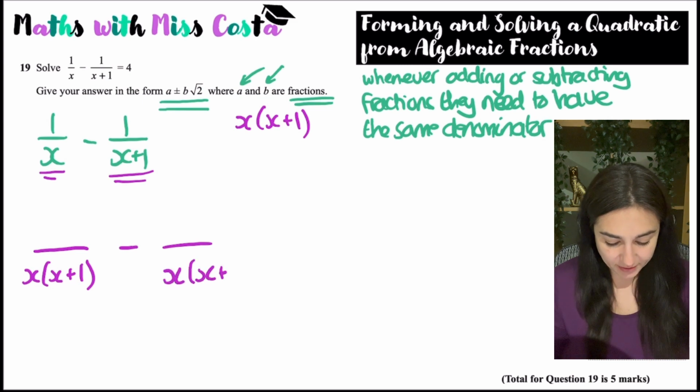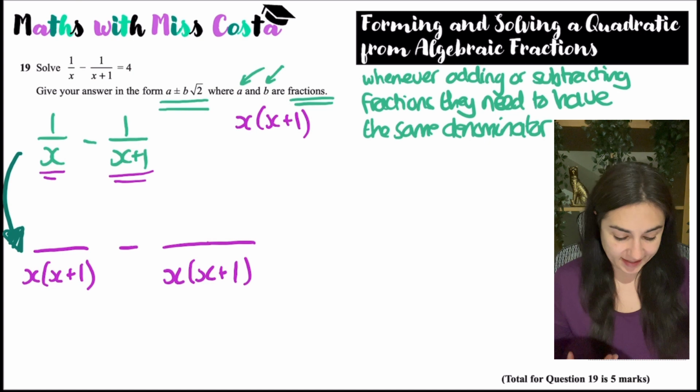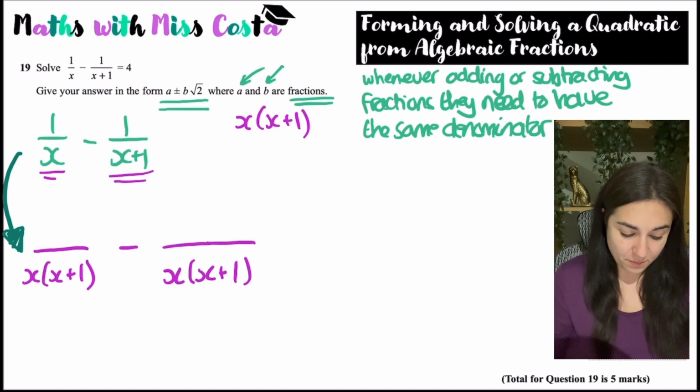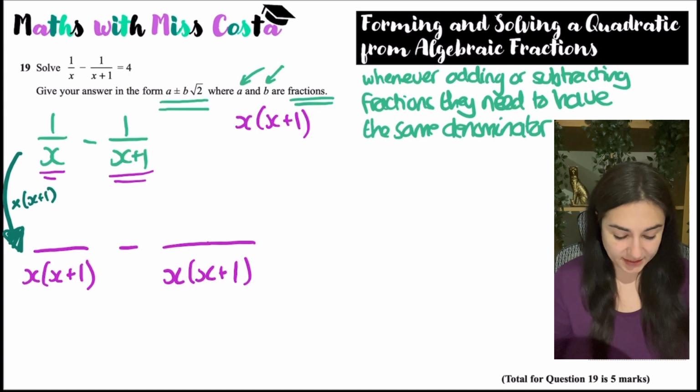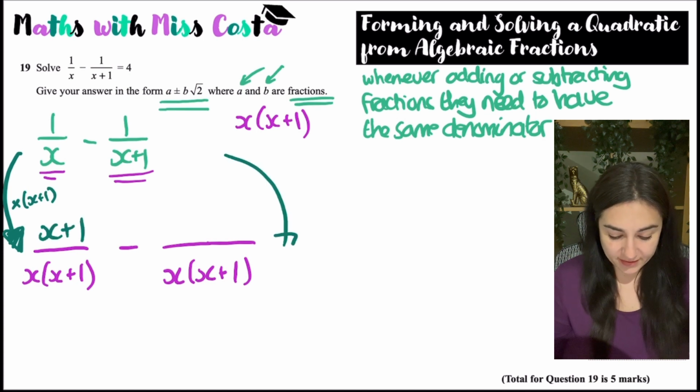So you've got x bracket x plus 1. Now what have I done to this fraction, to the denominator, in order to turn it into x plus 1? I've multiplied it by x plus 1. So therefore I have to do the same to the numerator. So I'm left with x plus 1. What have I done to this fraction to turn it into this denominator? I've multiplied it by x. So I'm going to need to do the same to the numerator.